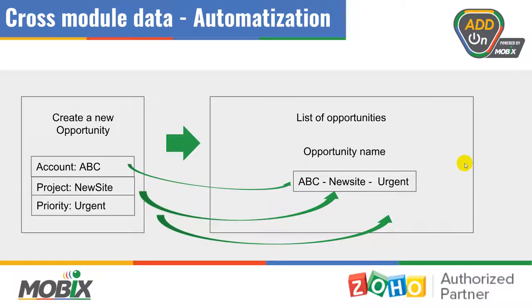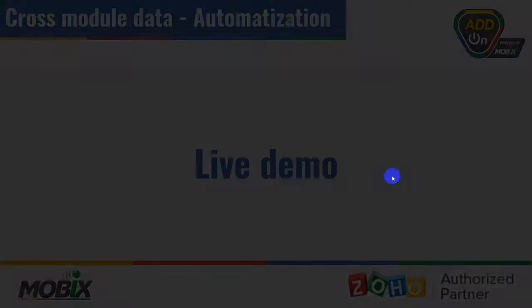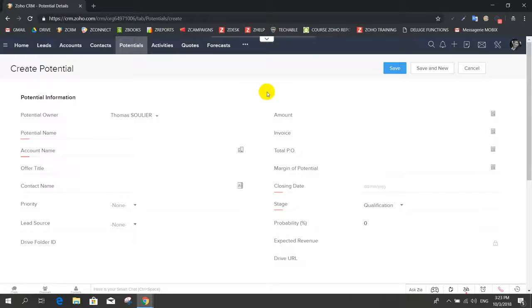Now, the way we solve it is that we have developed a function that is going to create always an opportunity or any kind of record with the same pattern. So for example, in this case, we are creating an opportunity with the name of the account, the name of the project, and some priority. So these fields can be customized the way we want, and we're going to keep always the same pattern. So that is going to give us data consistency. So let's look at a quick demo of this working.